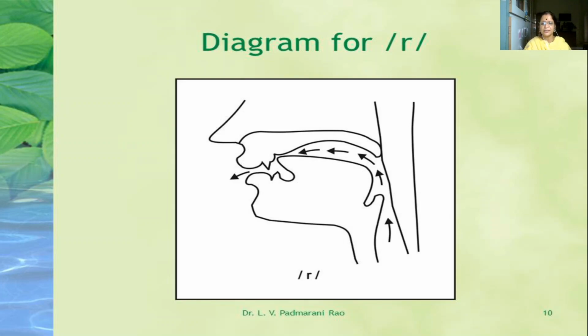Because it is frictionless, continuant and voiced, this is similar to vowels and hence it is called vowel-like. The nasals, the lateral consonant L and the frictionless continuant R share a number of features with the vowels. But for linguistic purposes, these are present in the consonantal list.